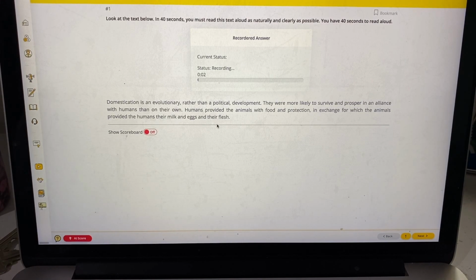Domestication is an evolutionary rather than a political development. They were more likely to survive and prosper in an alliance with humans than on their own. Humans provided the animals with food and protection in exchange for which the animals provided the humans their milk and eggs and their flesh.